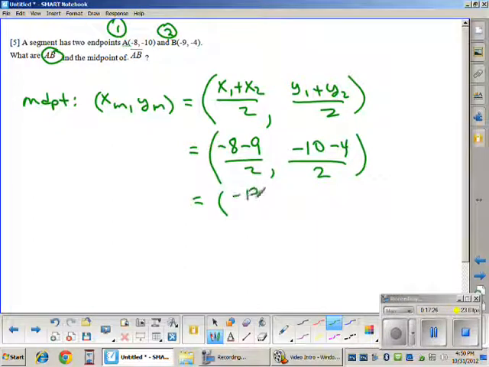Okay, but there we have our midpoint. Now the second part is just finding my distance. This requires the use of a distance formula. We've had at least 2 different forms of distance formula.